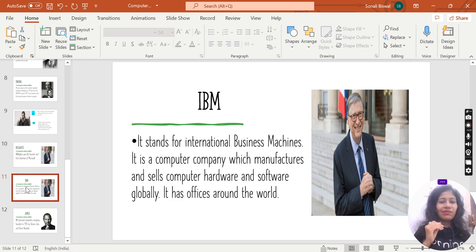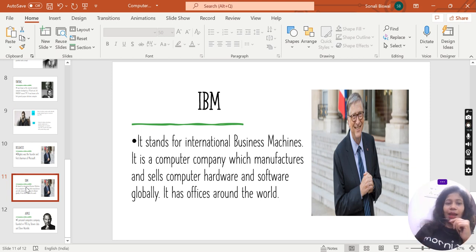Next is IBM. IBM's full form is International Business Machines. It is a computer company which manufactures and sells computer hardware and software globally. It has offices around the world. So everyone, listen: the IBM company is International Business Machines, a computer company which manufactures and sells computer hardware and software globally, with offices around the world.